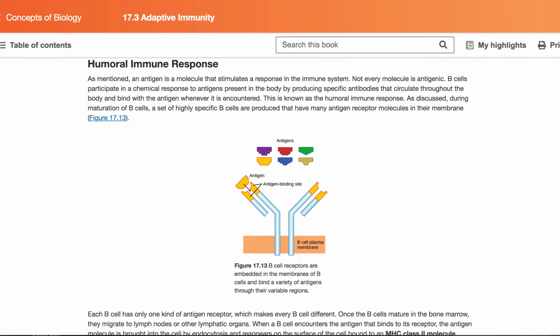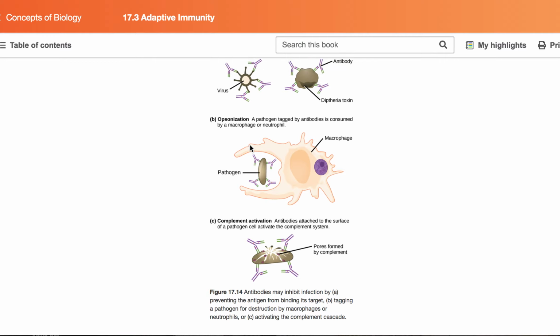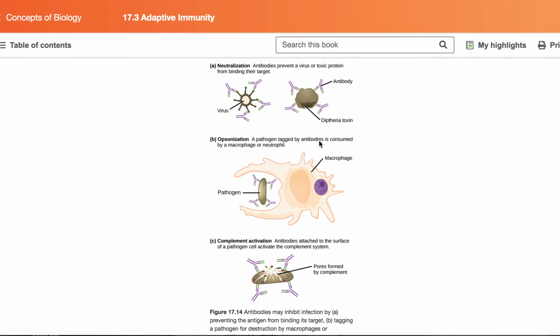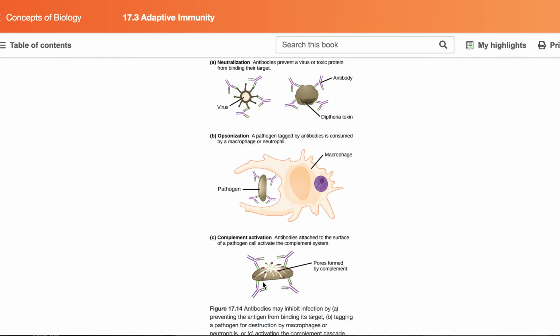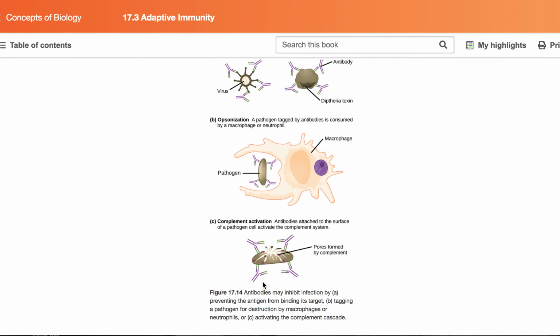So we are going to go back to the textbook, and look at a few different ways that antibodies target different pathogens that come in. They can bind to it, they can engulf it, they can essentially punch holes in it. So these are all different ways that it is handled.